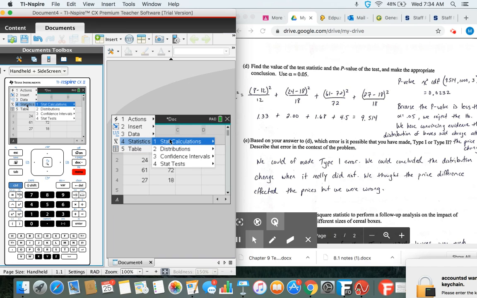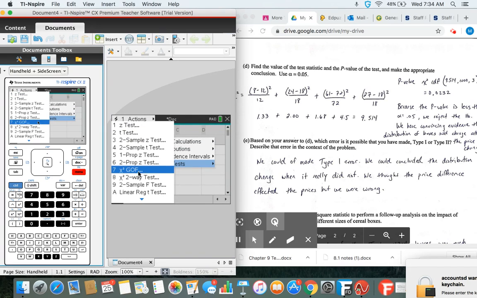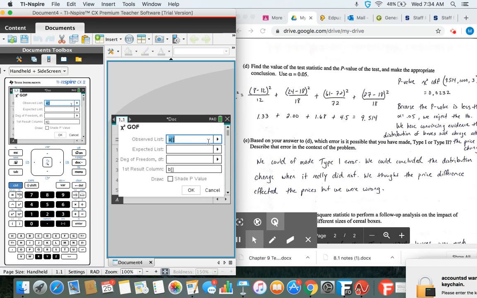So statistics, stat tests. Remember, there's 2 of them. Right now, goodness of fit. Our observed list is in column A. The expected should be in column B. And we want our results to go in C. Now, as far as degrees of freedom, well, we have 4 different categories, right? So 4 categories minus 1 leads to a degrees of freedom of 3.